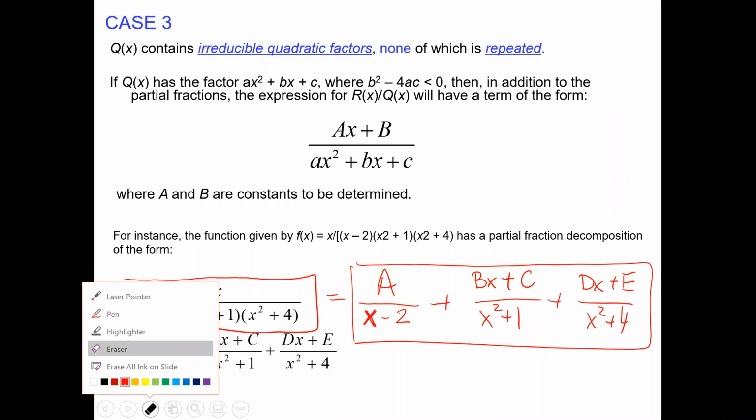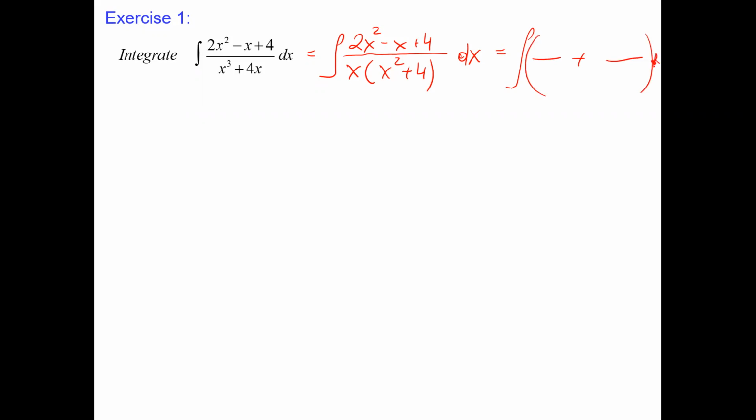Let's take an example and integrate. Example number 1. Integrate the integral of 2x squared minus x plus 4 over x cubed plus 4x dx. Definitely this is a proper rational function because the degree of the denominator is greater. Now let's factor the denominator, because that's always the point. We can factor out x, and then we have x squared plus 4. Of course, x squared plus 4 is irreducible. That means we're expecting two partial fractions.